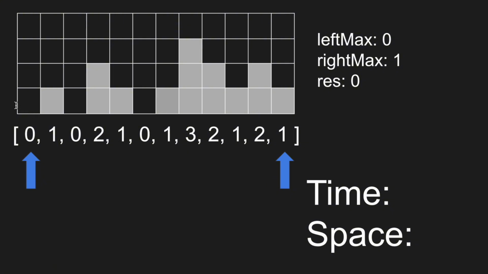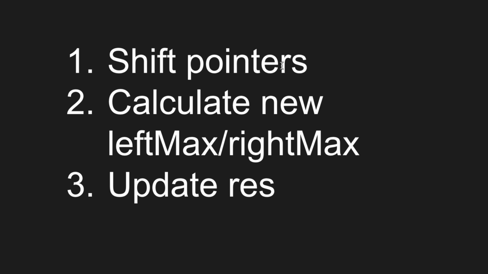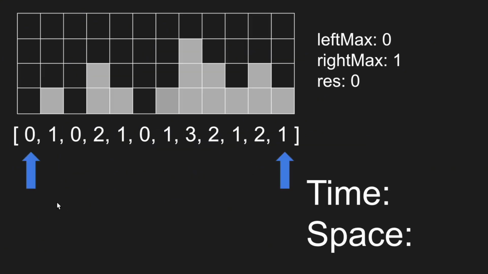And there will be 3 steps involved with each iteration. So the first is that we will shift the pointers, then we will calculate the new left max or the right max depending on which pointer we shifted, and then finally we will update the resulting amount of water that it can contain. And we will continue this algorithm until these 2 pointers meet somewhere in the middle. So let's go over this example.